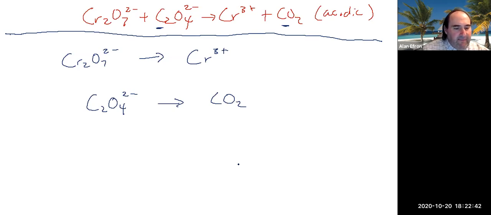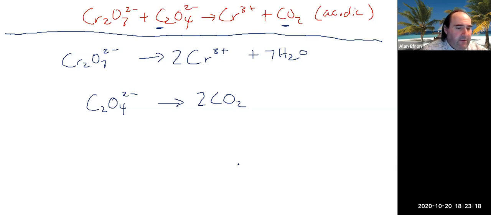So we're going to balance everything other than oxygen and hydrogen to start with. On the first one here, it looks like we do need a 2 for our chromium. On the second one here, we have 2 carbons on the left and 1 on the right. So we actually need a 2 here as well, to balance out our carbons. At that point, we now want to move to oxygen. Our top one has 7 oxygens on the left, none on the right. So the top one should get 7 waters on the right.